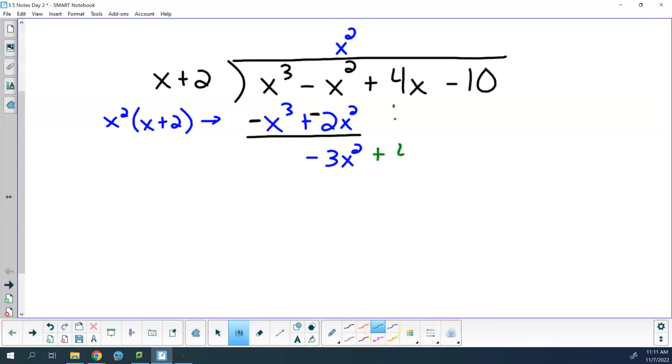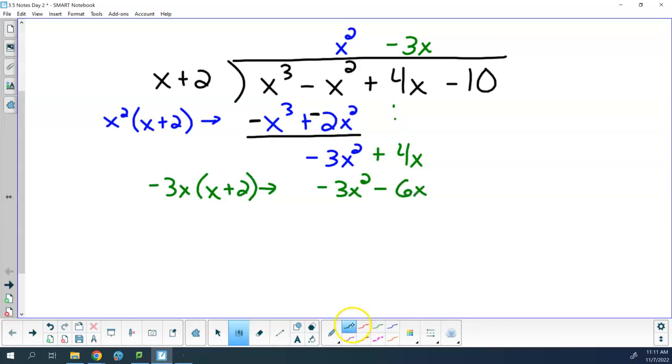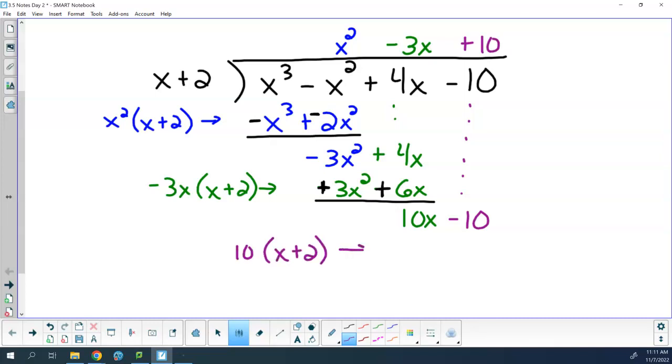Then I drop down the plus 4x. Now I need to make x look like negative 3x squared. So I'm going to multiply by negative 3x. Change both of those signs. Gets me 10x. Drop down the negative 10. Now I need to get x looking like 10x, so I'm going to multiply by positive 10. Change both of those signs, and that gives me negative 30 as my remainder.